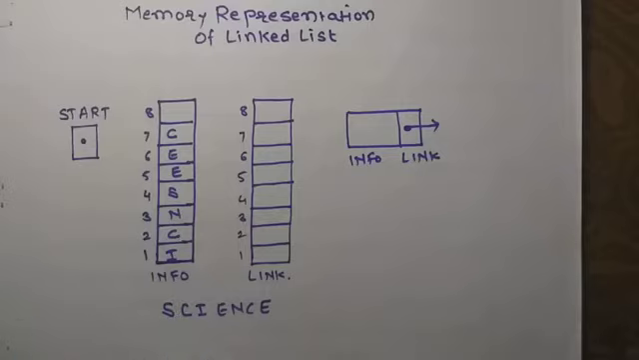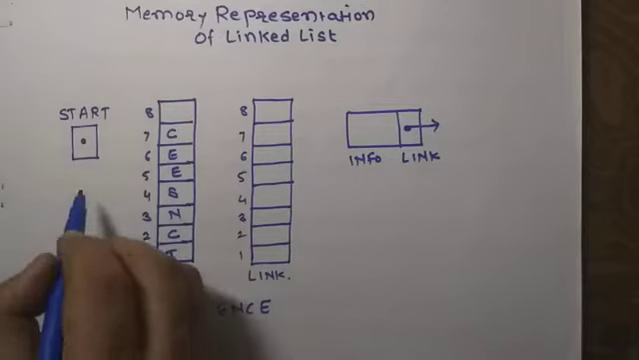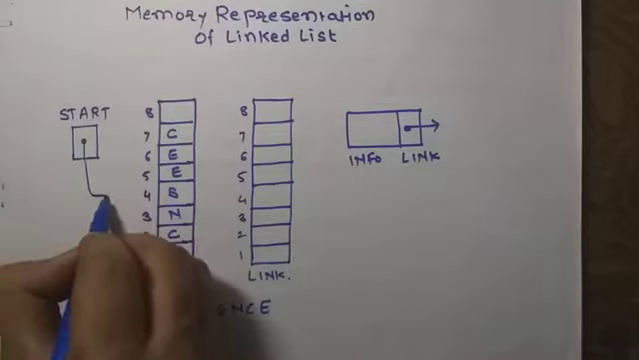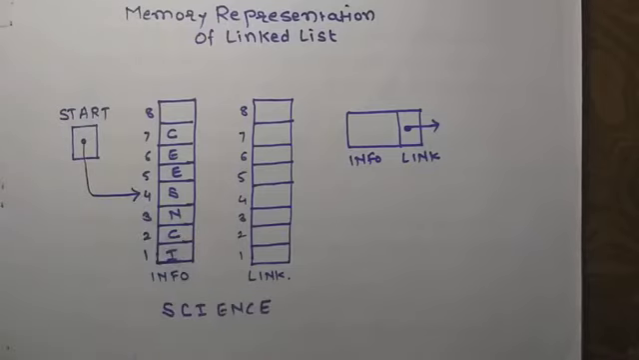Start is a pointer variable that will contain the address of the first node. The info will contain the information, that is the actual data, while link will contain the address of the next node, meaning where the next information is stored. In our example, where the next alphabet is stored. So here start will contain the address of the first node. The first node in our example is S, stored in the fourth memory location. So this start will point to the fourth memory location.